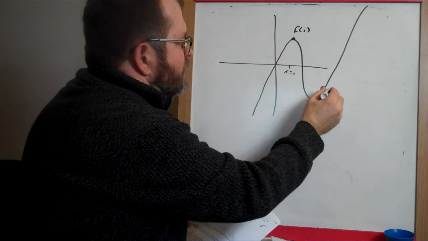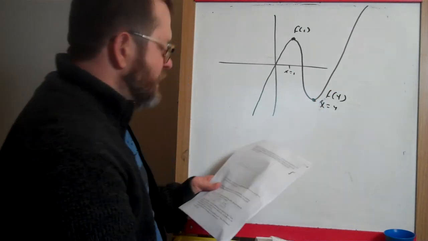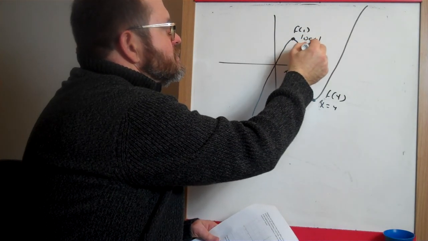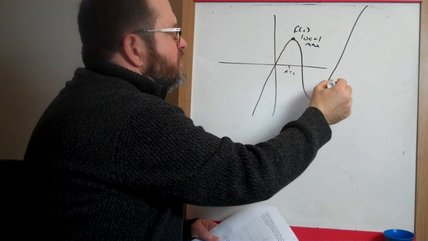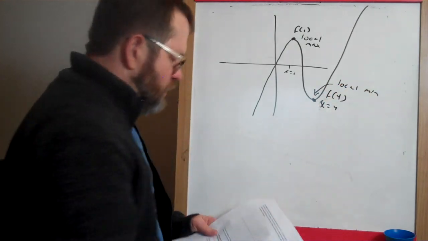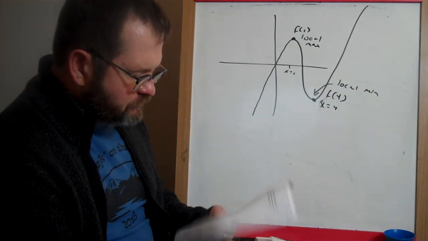And this point right here is f of 4. And it looks to me like this one is a local max. And it looks to me like this one, this critical point over here, is a local minimum. Cool! That wasn't so bad.